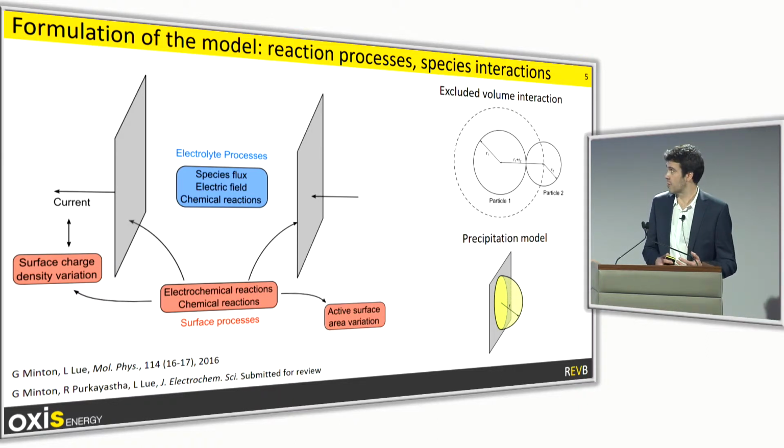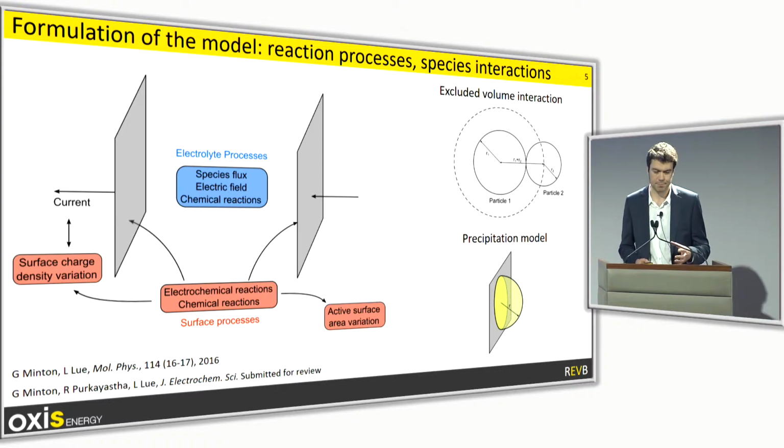We could also describe chemical reactions in the electrolyte, and then at the surfaces, these are all coupled to electrochemical reactions, which can change surface charge density, and this is coupled to the current. And then also the chemical reactions happening at the electrodes can be coupled through to a precipitation model. It's a simple hemispherical growth model at this point.